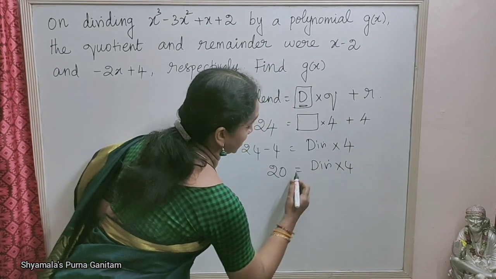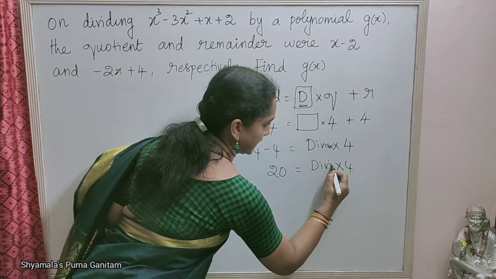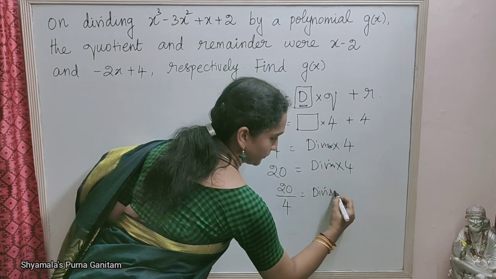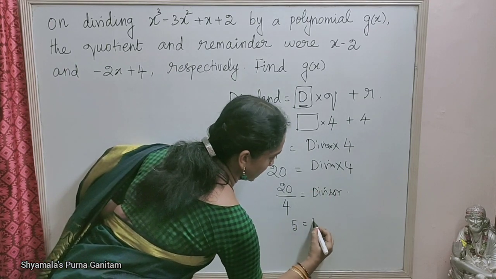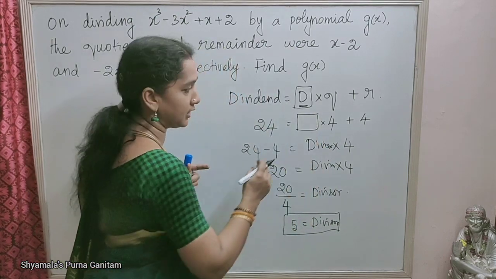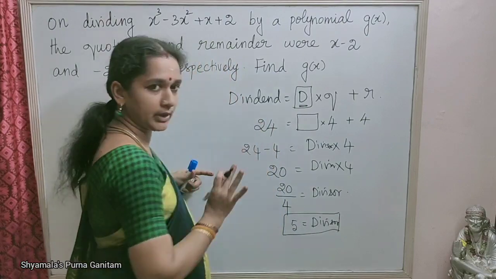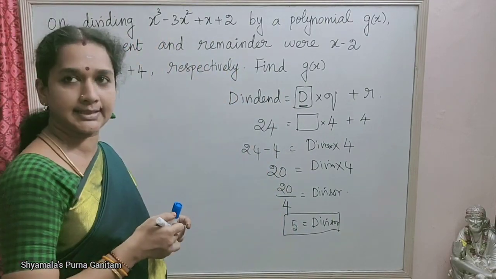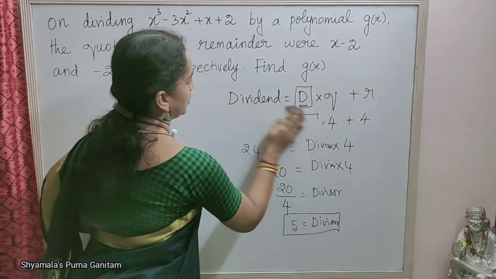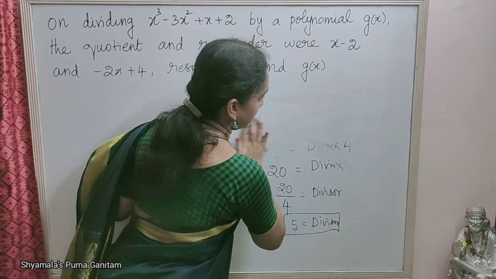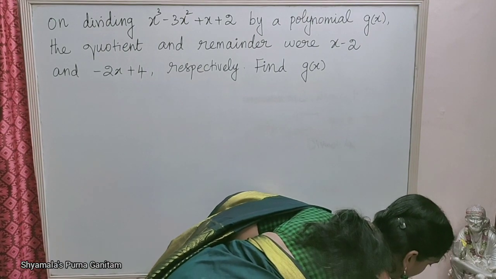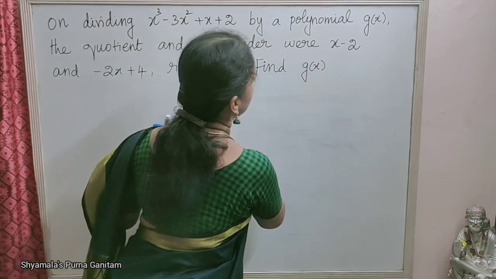So what will be the divisor here? 20 divided by 4 will be the divisor. So 20 divided by 4 is 5. So 5 is the divisor for this. When you substitute this 5 here, 5 4s are 20, 20 plus 4 is 24. This is how you have to do this sum. The same procedure only. First you have to subtract the remainder. This model is given in polynomials, that's all. So that one you have to do.